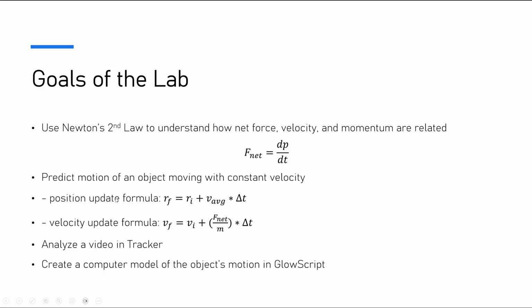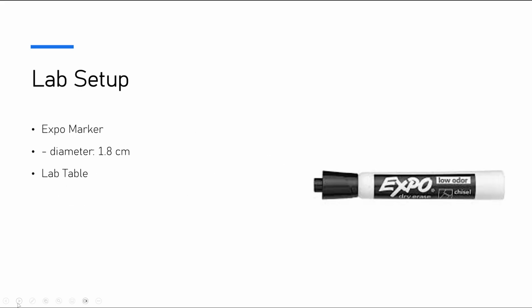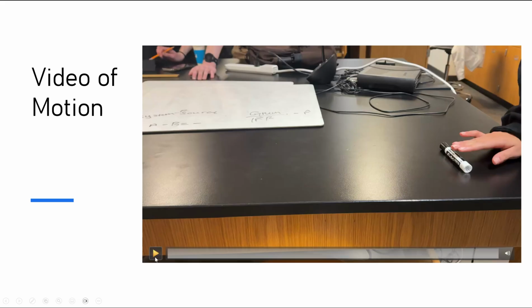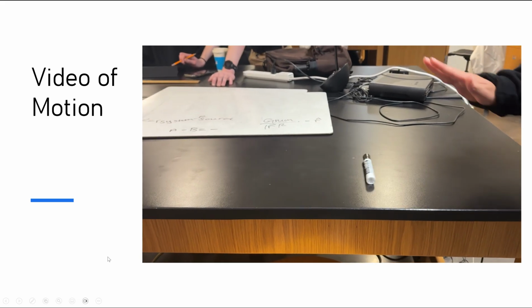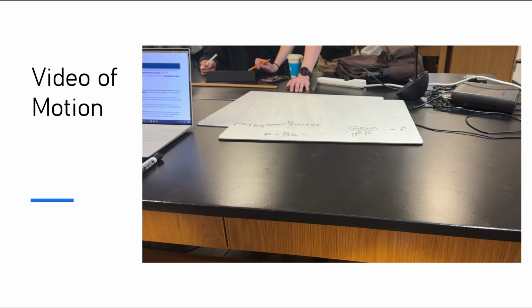We used the position update formula and the velocity update formula, and we also analyzed the video in Tracker and created a computer model in GlowScript. So the lab setup: we used an expo marker, which had a diameter of 1.8 centimeters, and a lab table. This is a video of our motion.